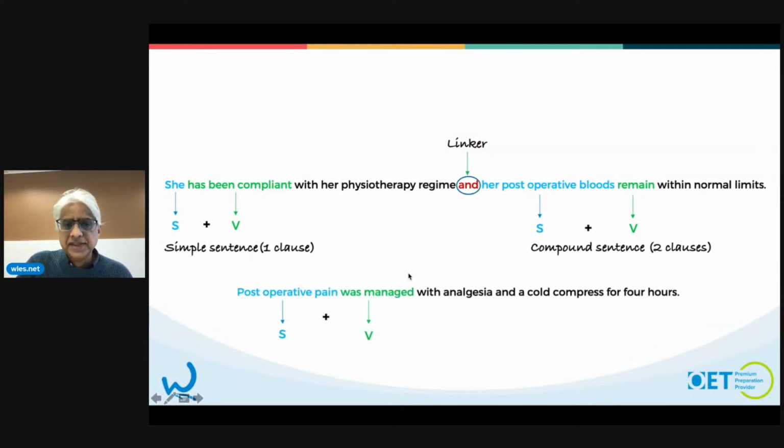Okay, another sentence, post-operative pain, subject, and then the verb was managed with analgesia and a cold compress. So this is a simple sentence. It's just got one subject and verb.